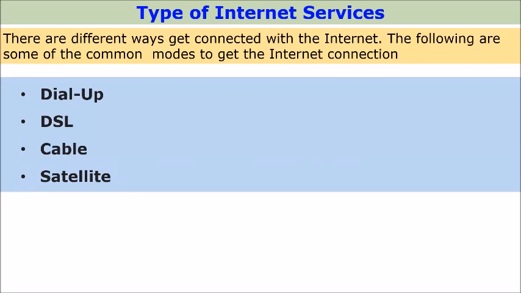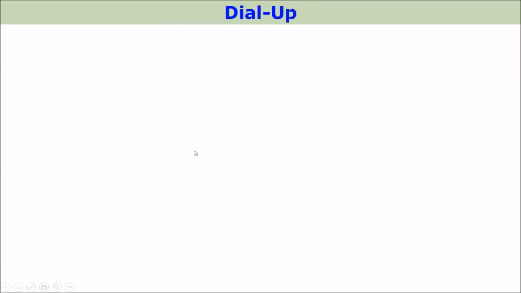Then the first one, dial-up, then DSL, cable, and satellite. Right, we'll see each one here. The first one, consider what is dial-up. Again, write down the subtopic, dial-up.